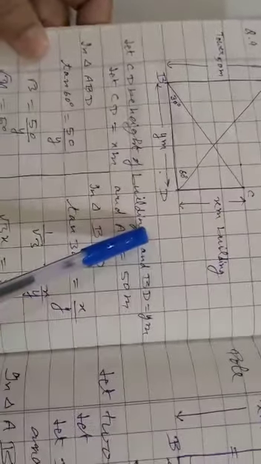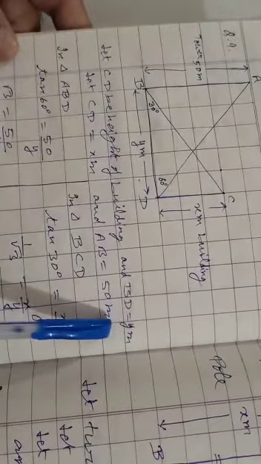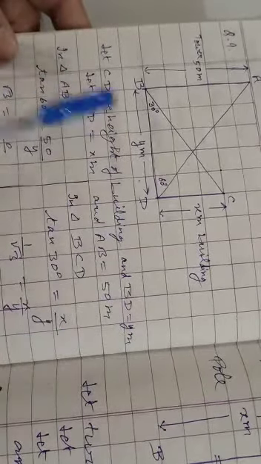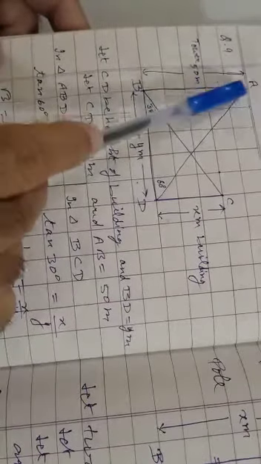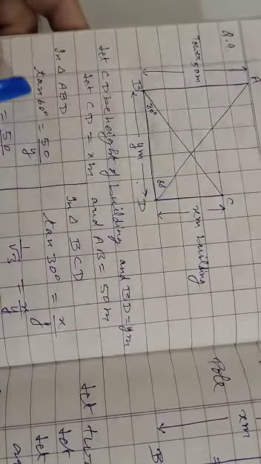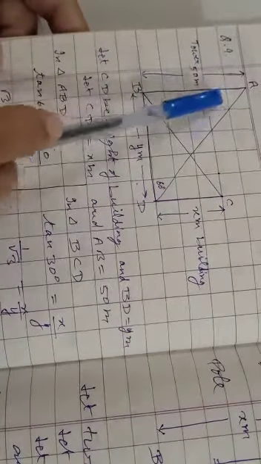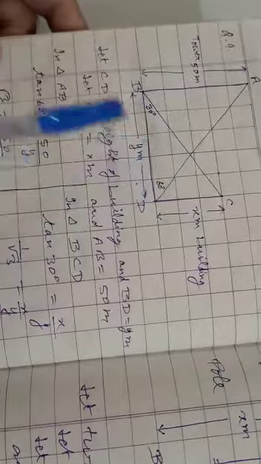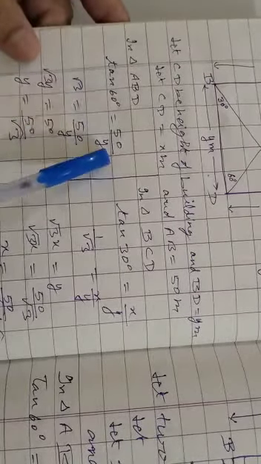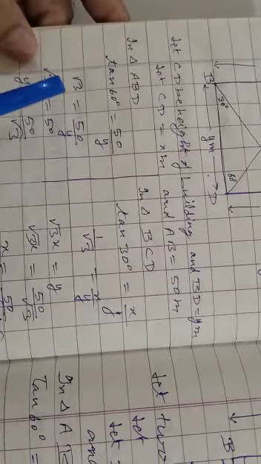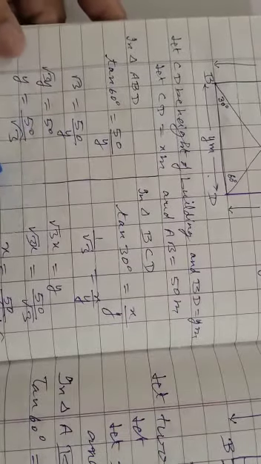Let x be the height of the building. Let CD be the height of the building and BD equal to y meter. Let CD equal x and AB equal 50 meter. In triangle ABD, tan theta equals perpendicular upon base. Perpendicular 50, base y, 50 upon y. Tan 60 equals root 3 equals 50 upon y. Now cross multiply: root 3 y equals 50. y equals 50 upon root 3.